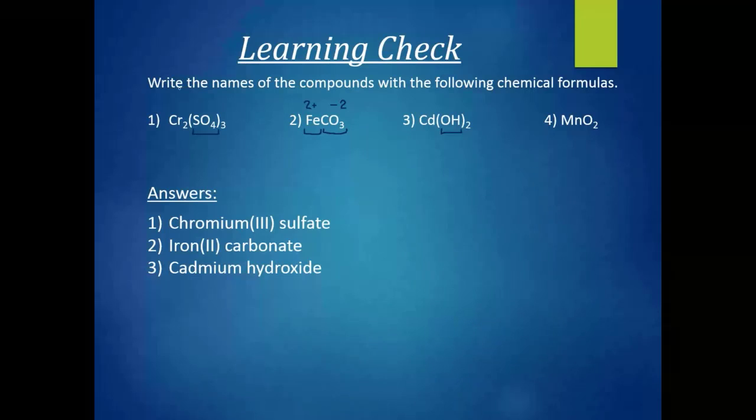The reason is because cadmium is not a transition metal. Remember, it's one of those special magic staircase elements. Silver, zinc, cadmium, aluminum, gallium, indium. You don't need Roman numerals with those because their charge is always the same. +1 for silver, +2 for zinc and cadmium, +3 for aluminum and the other two, gallium and indium.